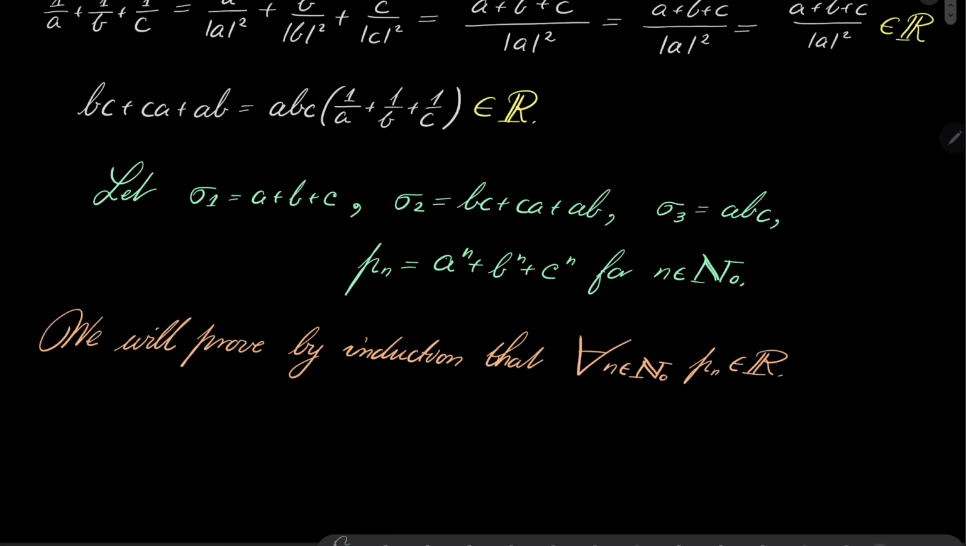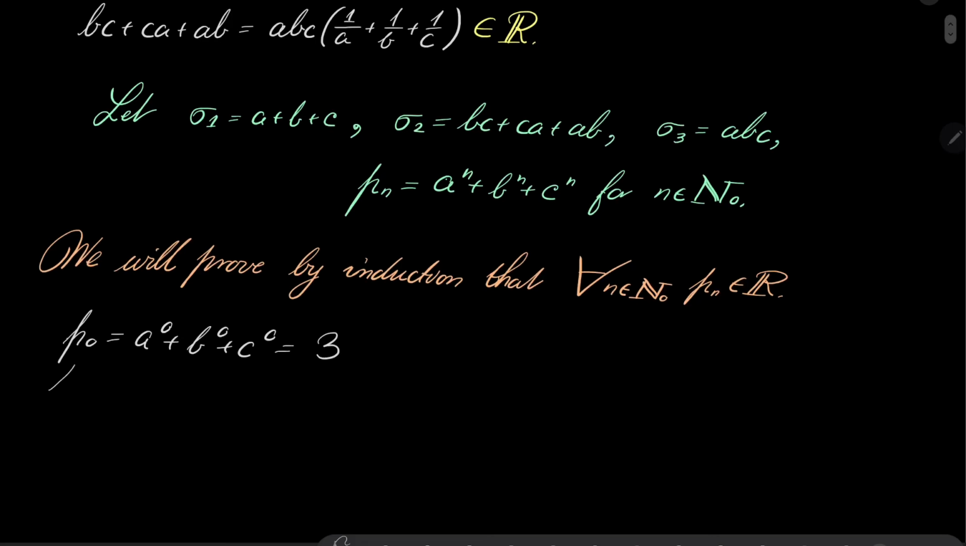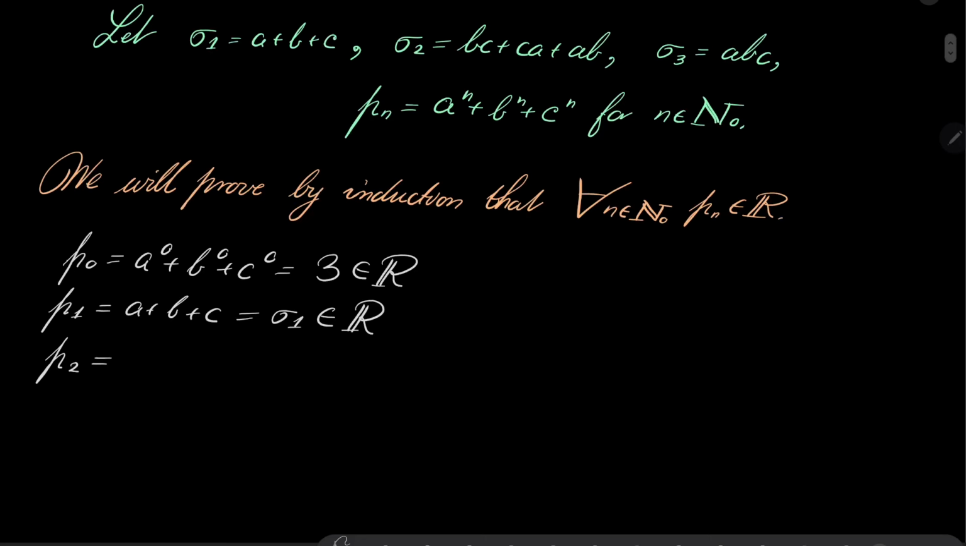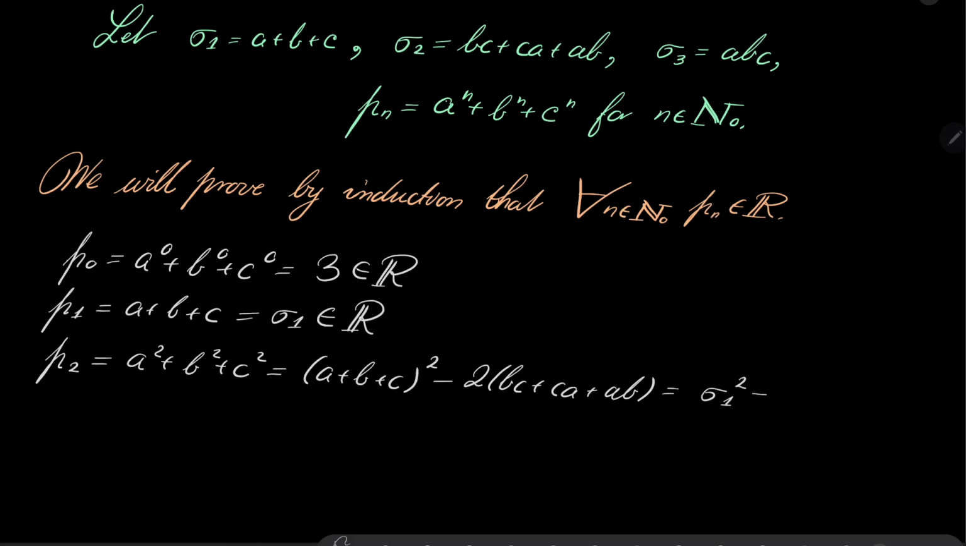Alright, so let's start. What is P0? Well, P0 is a to the power of 0 plus b to the power of 0 plus c to the power of 0, which is 3. Obviously a real number. What is P1? P1 is a plus b plus c. It's exactly the same as sigma 1. And sigma 1 is a real number by assumption. Alright, what about P2? P2 is a squared plus b squared plus c squared, and this can be written in this nice way. It's (a plus b plus c) squared minus 2 times (bc plus ca plus ab), which is sigma 1 squared minus 2 sigma 2. This is real, this is also real, so we have a real number once again.